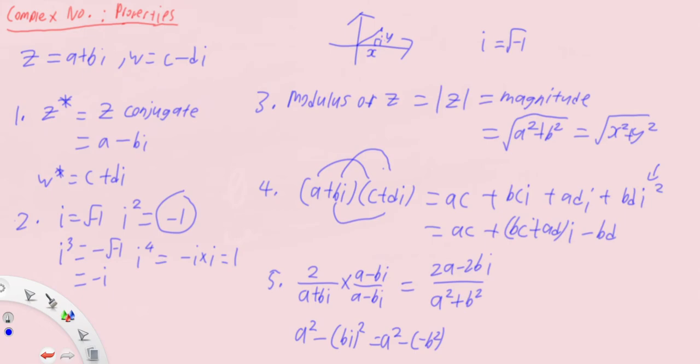This also brings me to an extension of this property. If you have z conjugate, we have a plus bi times a minus bi. This simply equals a square plus b square, and you realize it's basically the square of the modulus of z. So these are the properties you need to know.